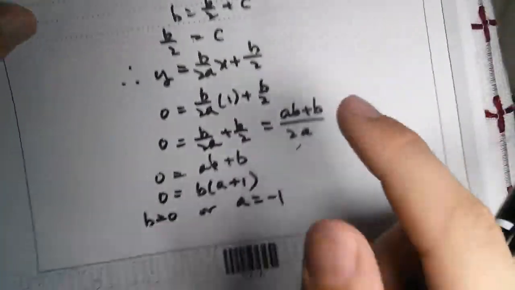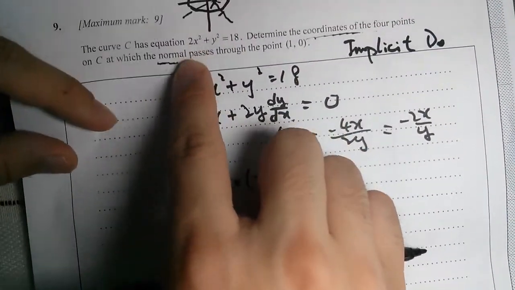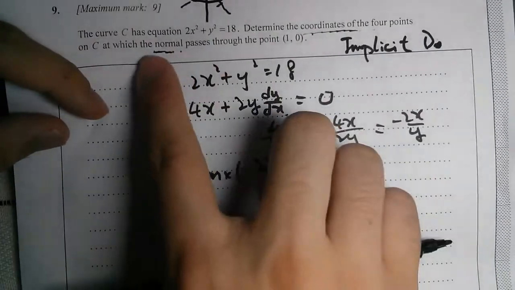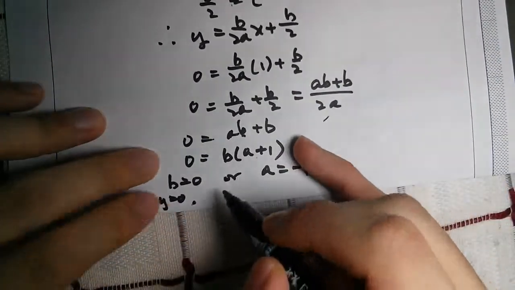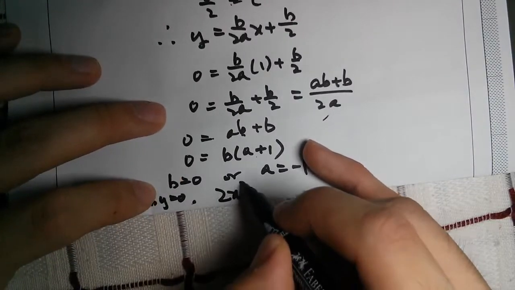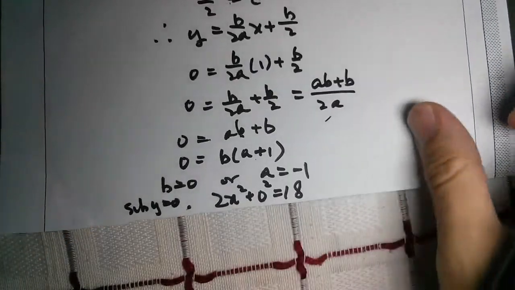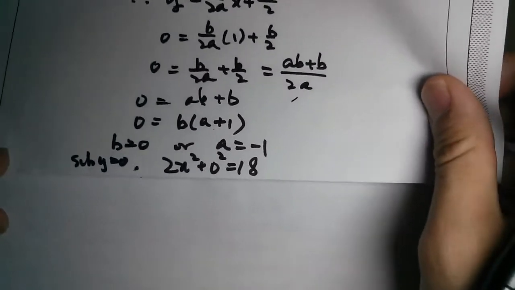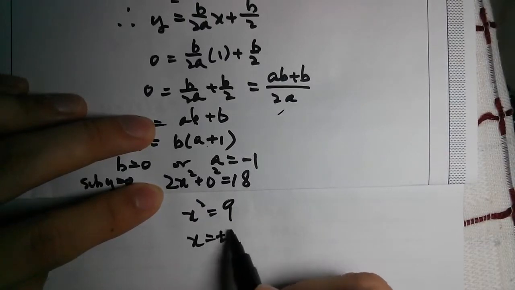Wow, that's a lot of points. Do we actually have 4? Let's see. b is equal to 0. b is the y coordinate, remember that. However, the equation is also given: 2x squared plus y squared equals 18. So let's try that. Substitute y being 0 into the equation. So what we got is 2x squared plus 0 squared equals 18. So what we got is x squared equals 9. x is plus or minus 3.